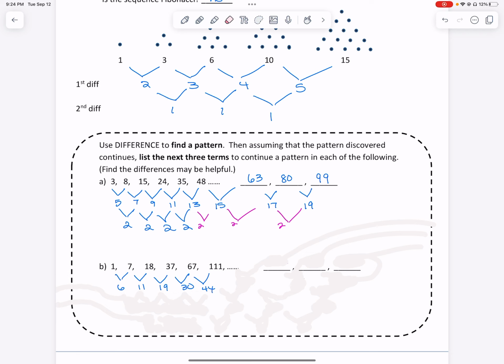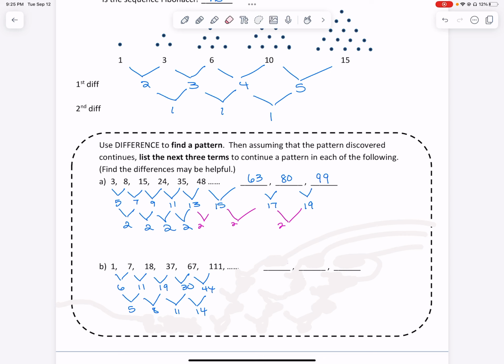I find the first difference: 6, 11, 19, 30. Whoa, that's weird. I don't see a pattern there. Up here I saw a pattern, I was just going up by 2s. But what am I going up by here? Let's look and see. My second difference is 5, 8, 11, 14. Now I'm starting to see a pattern. Do you see the pattern?